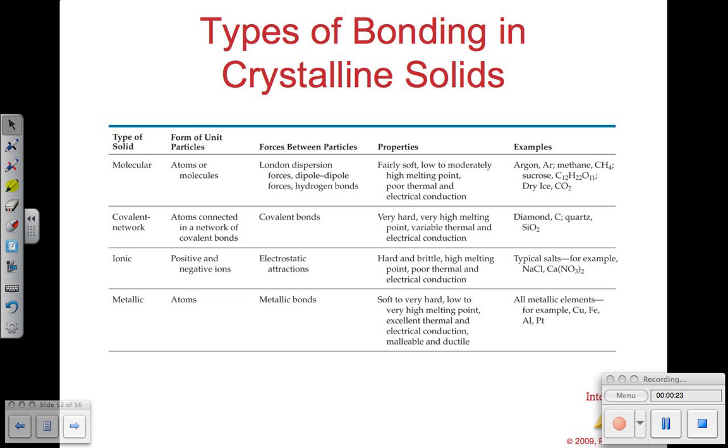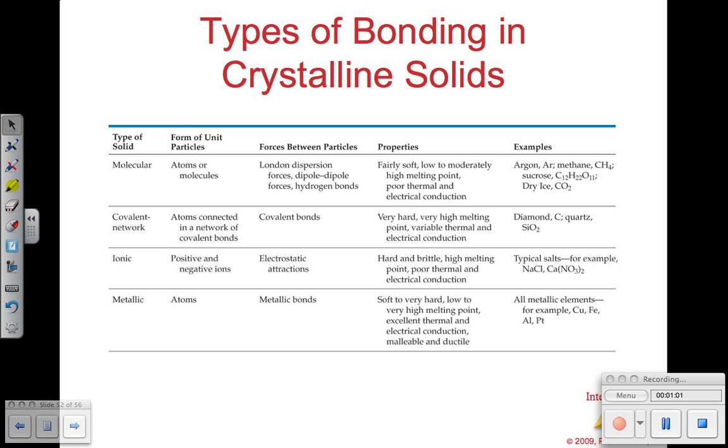When you have a molecular solid, what makes it are atoms or molecules. The forces that exist between the particles include London dispersion forces, dipole-dipole forces, as well as hydrogen bonding. Obviously, not all of those forces might be present, but some of them will be. Some properties of molecular solids are that they're fairly soft, they have a low to moderately high melting point, and they are not very good at thermal or electrical conduction.